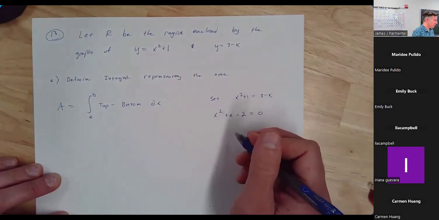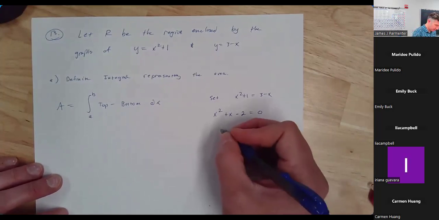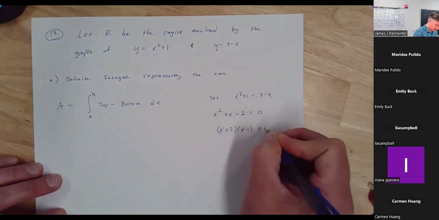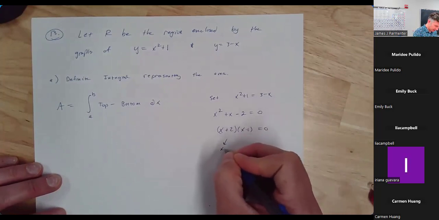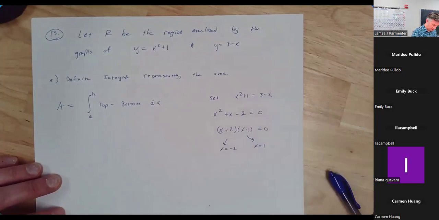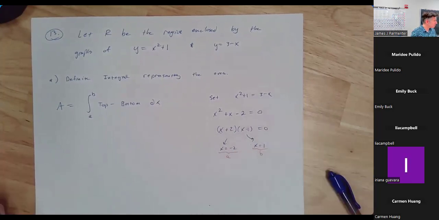As long as the person has thought about the problem, it's usually a pretty good bet that this is going to factor. This definitely factors as x plus 2 times x minus 1. So my values are going to be x equal to -2 and x equal to +1. So -2 is going to be my a, +1 is going to be my b.